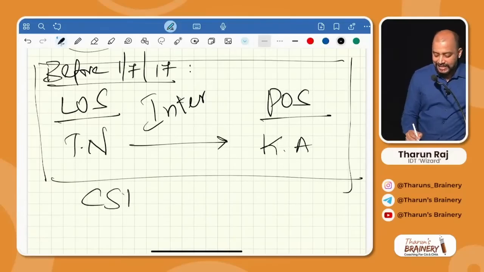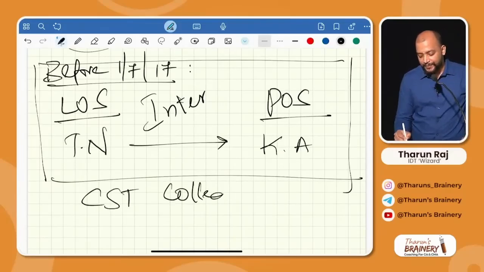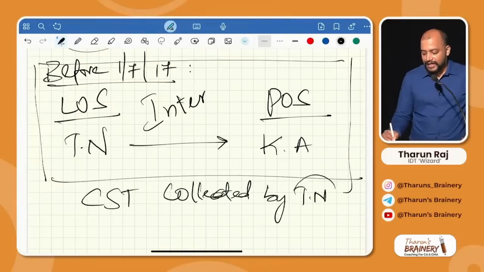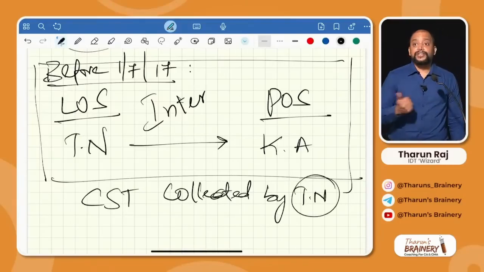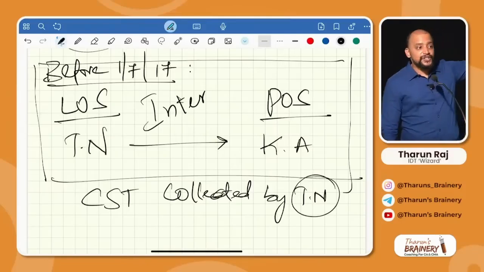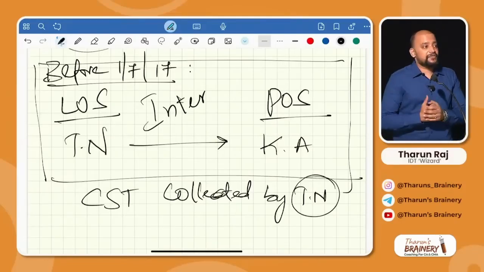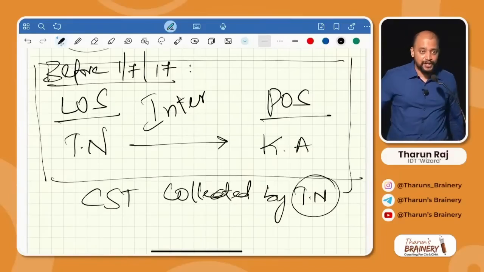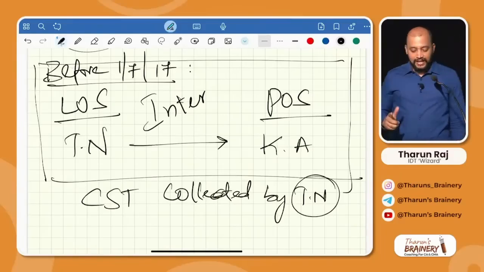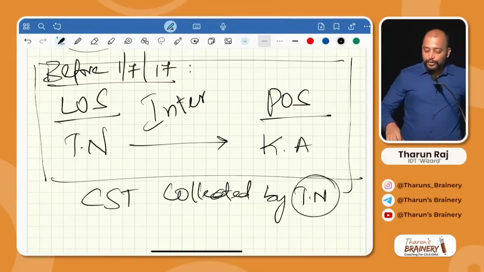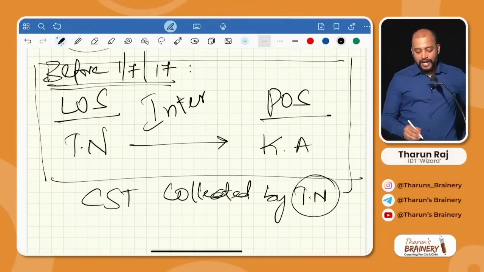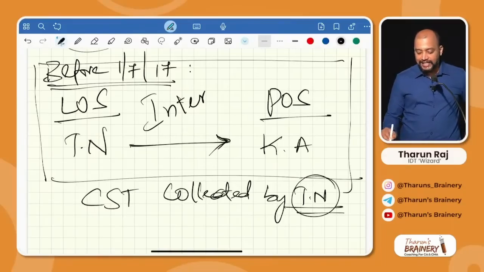What was the tax? CST, collected by which government? Tamil Nadu, the state government. Which state, originating state or destination state? Originating state. It was collected by the originating state. But now what happened? With effect from 1/7/2017, same situation. Again I am repeating, concentrate. Before 1/7/2017, location of supplier Tamil Nadu, place of supply Karnataka, the nature of supply was interstate, and CST was collected by the originating state Tamil Nadu.